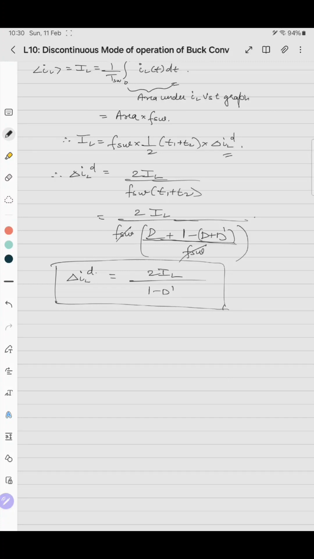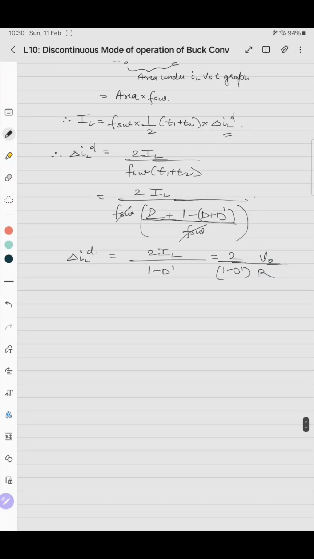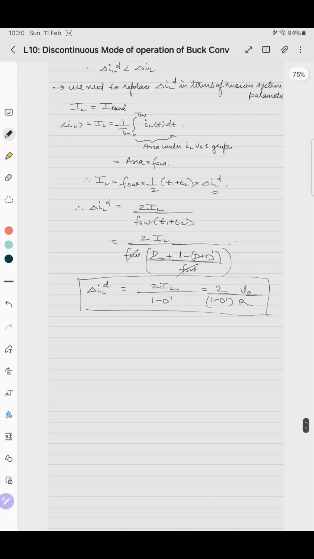And what is capital IL? It is I load. So this is not the ultimate expression, so I will write it equals 2 by 1 minus D dash into IL. IL is V naught by R, so 2 V naught by R into 1 minus D dash. This is the expression for I.